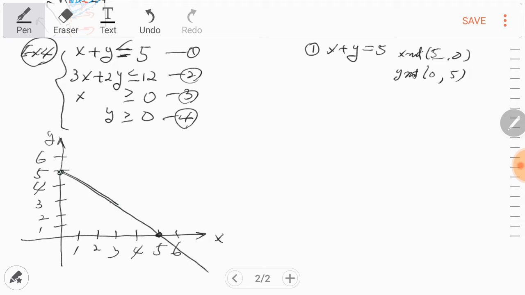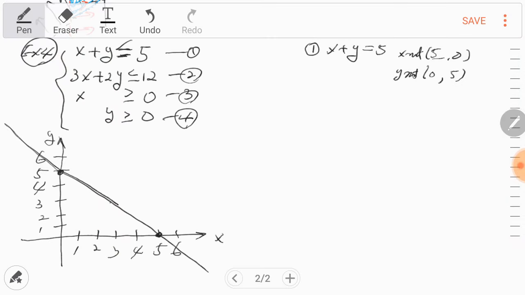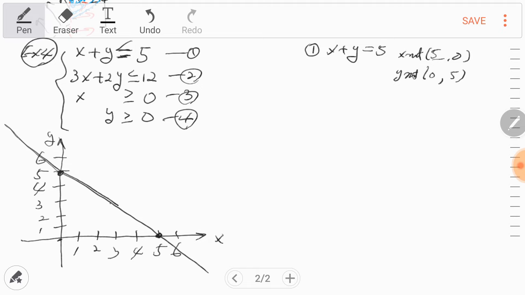Like this. Okay, then is the solution above or below? Let's try 0, 0. Then 0 is less than or equal to 5. Is this true? This is true, so the solution is below this black line.